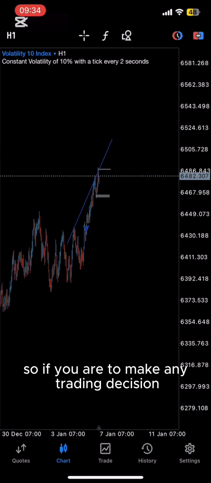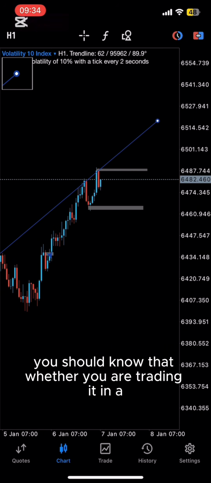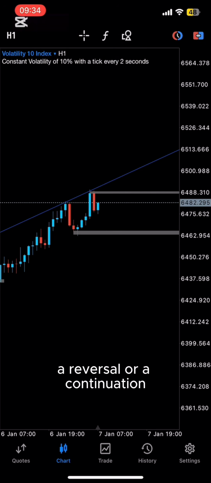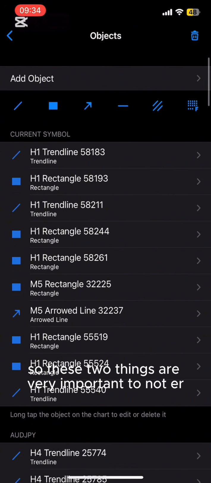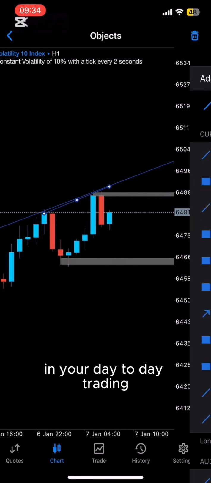If you are to make any trading decision, you should know whether you are trading at a reversal or a continuation. These two things are very important to note in your day-to-day trading.